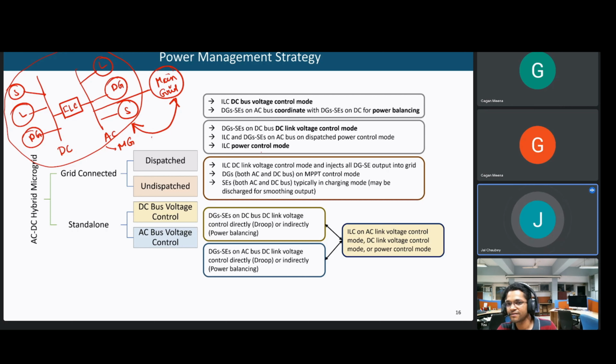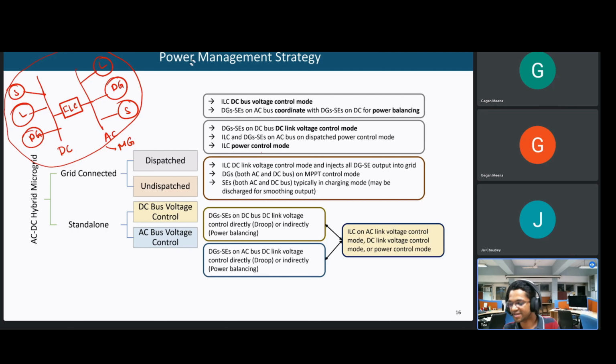Okay, that was confusion from my side. So in standalone mode, it is not there. But load, generation, storage are still there on both the sides, and it is not that the summation of the generation from storage, load, and these DGs on AC and DC side are equal. It may be unequal, and generally it will be unequal.